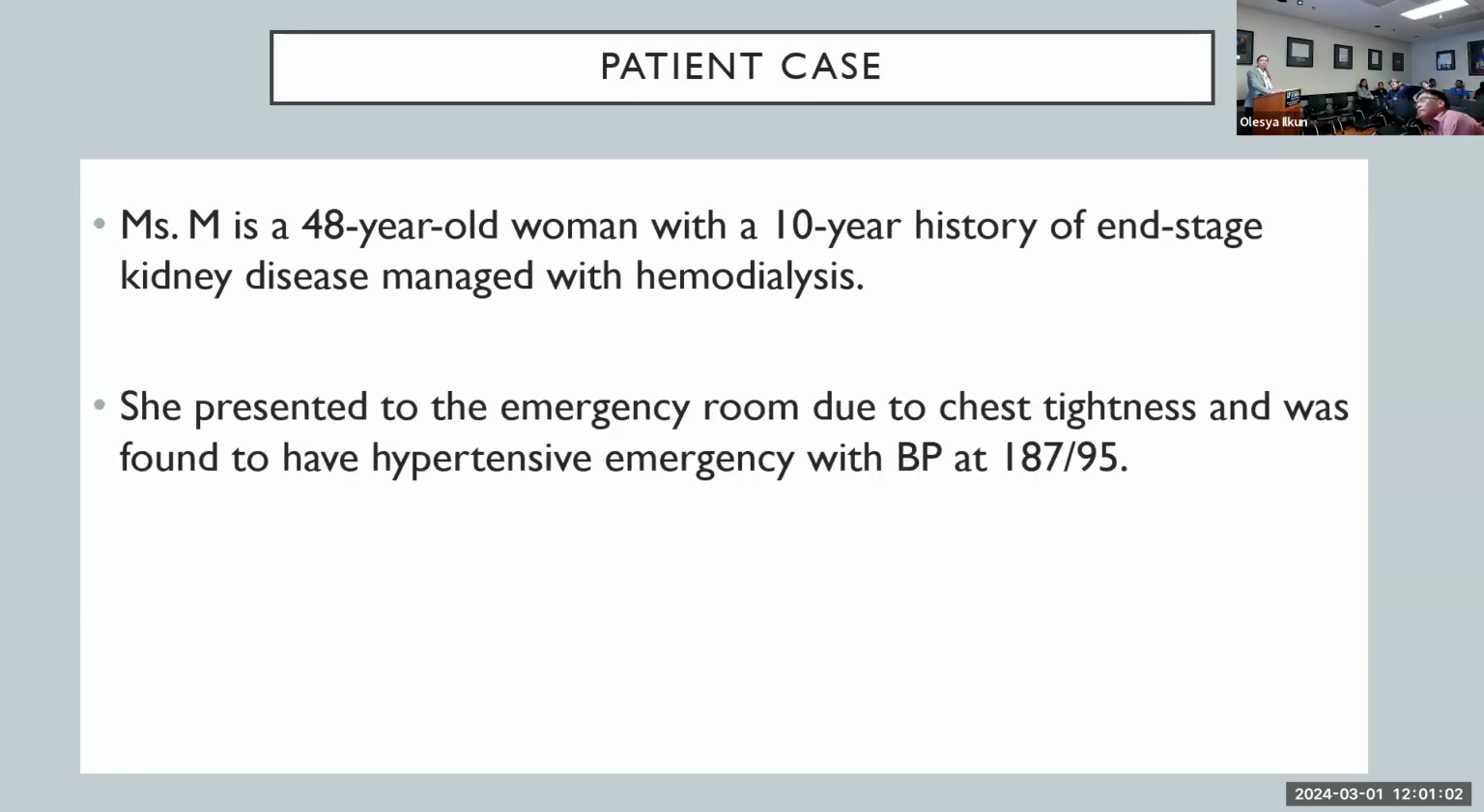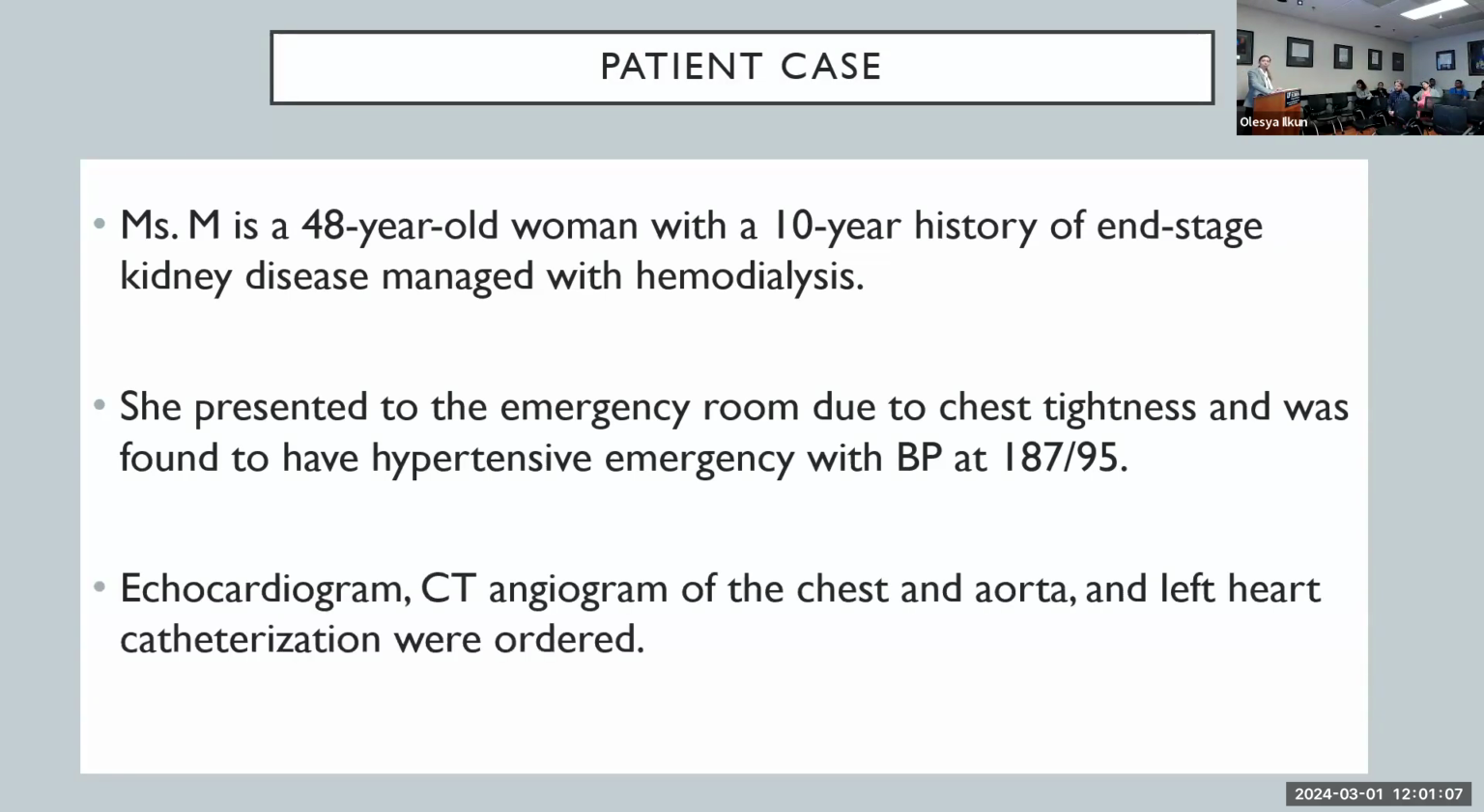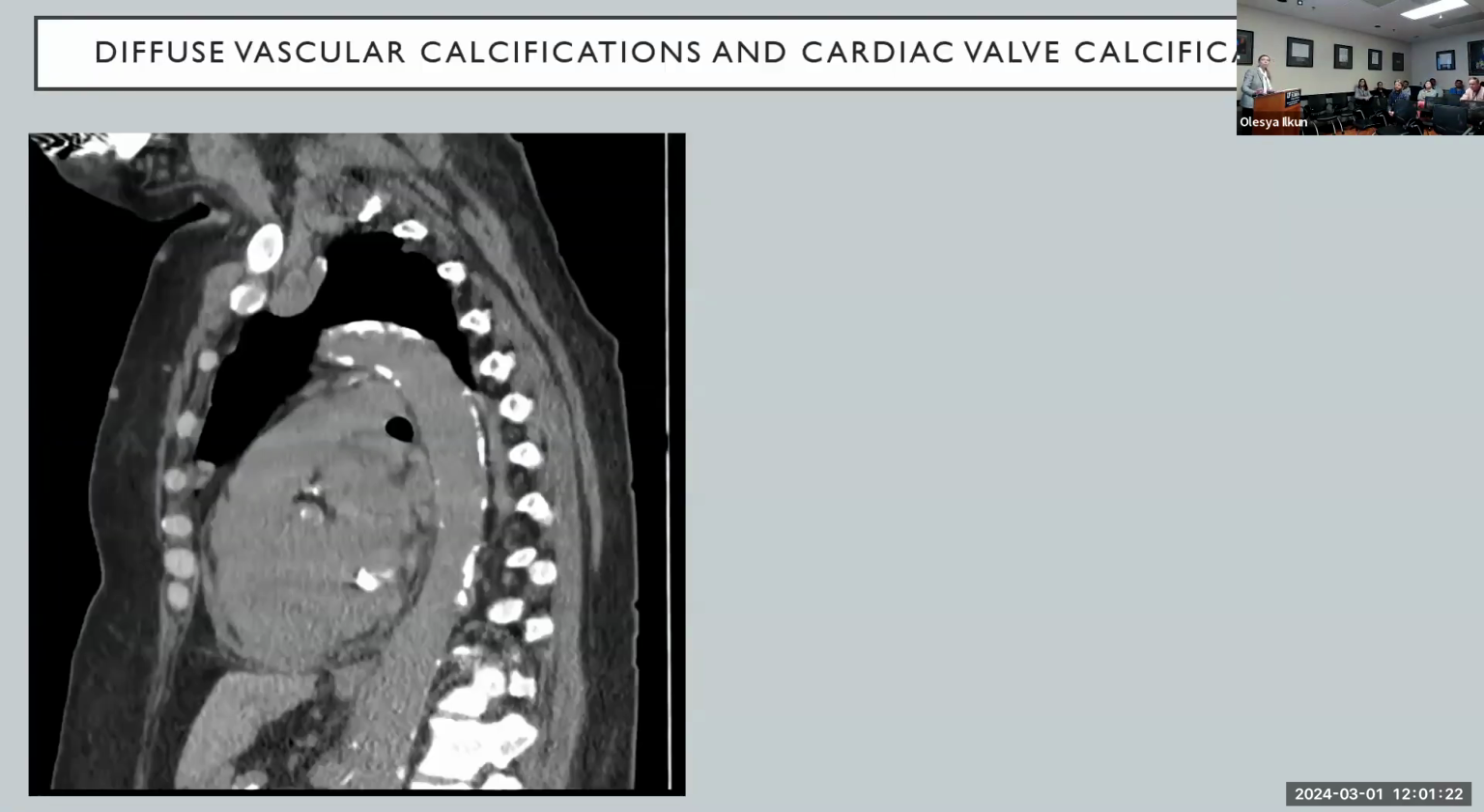She presented to the ED with chest tightness, and she was found to be in hypertensive emergency. She had an echocardiogram, a CT angiogram of the chest and aorta, as well as a left heart catheterization, due to concerns of coronary events. Looking here at her CT scan, this is before the contrast was administered. For the CTA, you can see multiple calcifications of the diffusely descending aorta, and you also see these lesions in her heart.